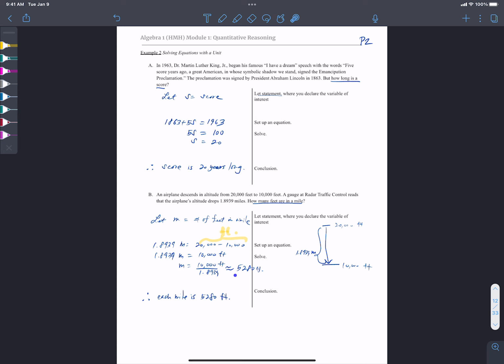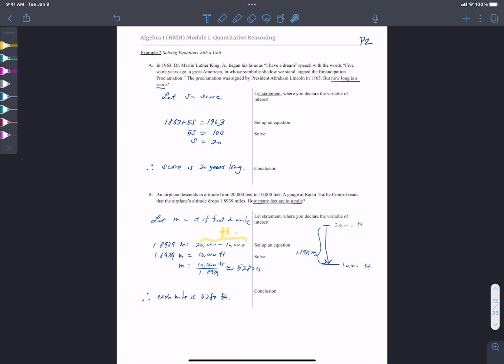Put it in the calculator to the nearest foot. It turns out to be 5,280. The reason why I put a squiggly equal sign is that it is approximate, because I didn't copy down every decimal value from your calculator. I rounded it to the nearest foot. So each mile, therefore, is 5,280 feet. Okie dokie. All right, guys.